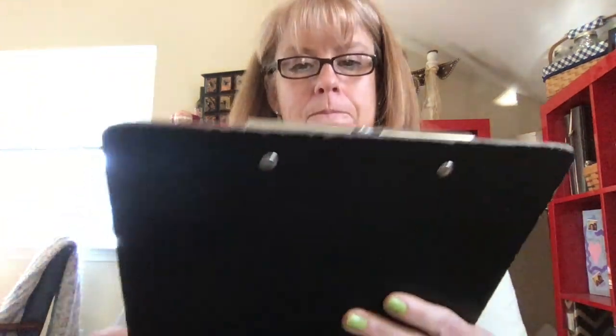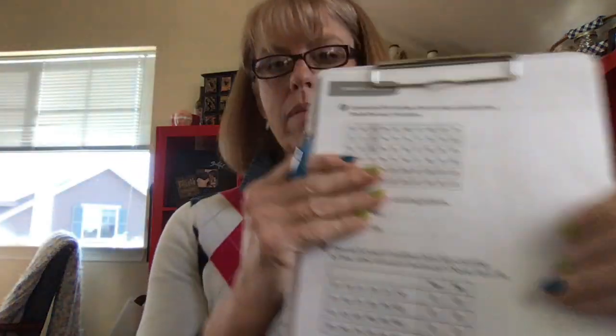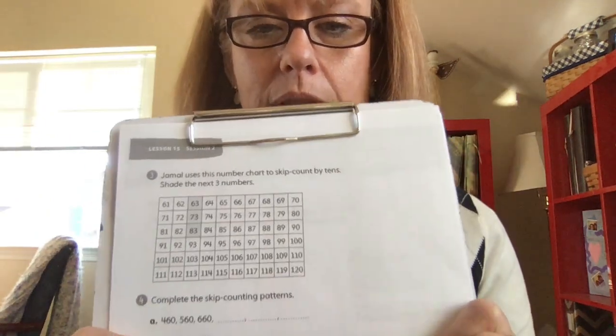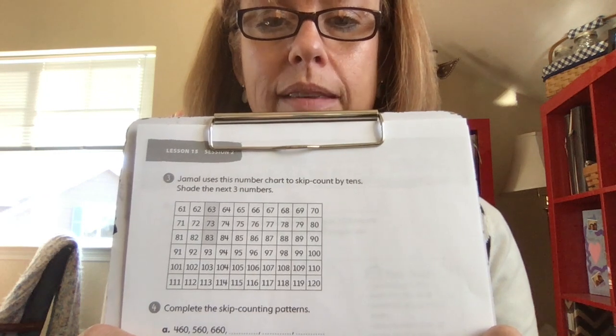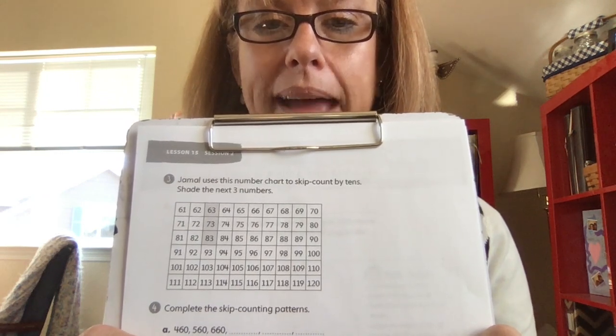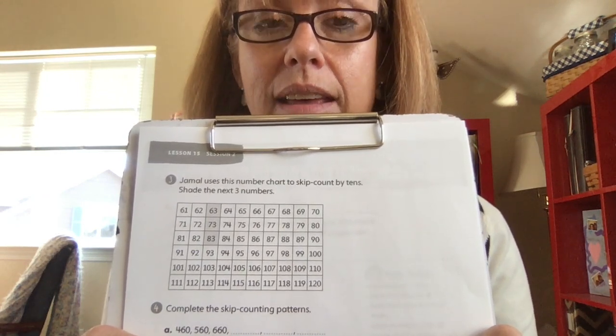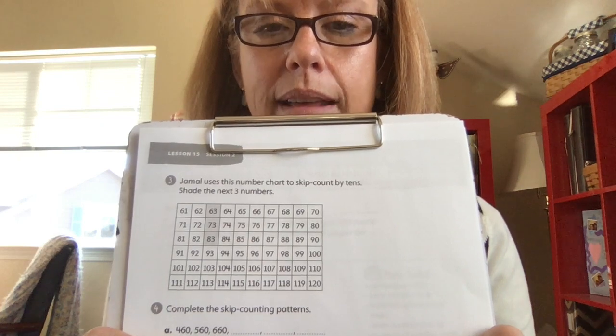All right. Here's another thing. Let's look at this number grid again. It's going to be our last thing for today, and then off you go. I'm going to give you another little thing to do over on Seesaw. Jamal uses his number chart to skip count by tens. Shade, color in the next 3 numbers.